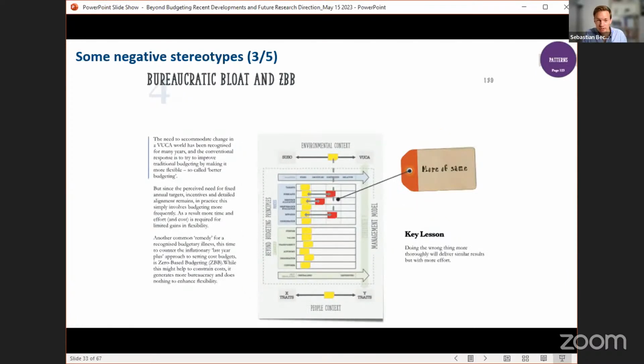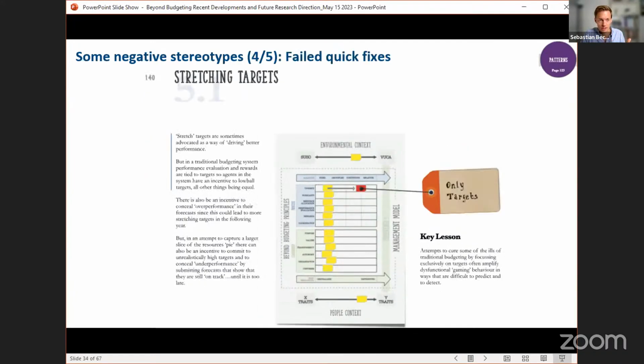Then, we talked about this, right? This is basically the idea of better budgeting, of trying to say, we're going to do forecasts four times per year, and we're going to change our rewards a little bit, and so on and so forth. This typically leads to doing budgeting more and more often, so you probably have much more dissatisfaction as well. So that's another negative pattern.